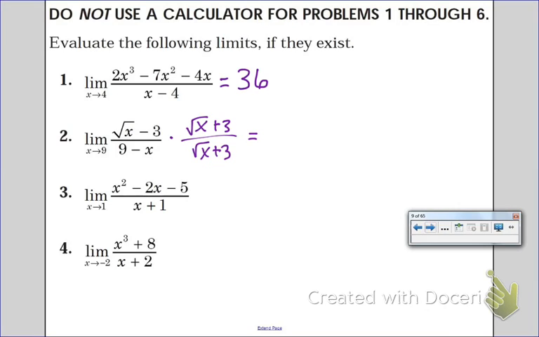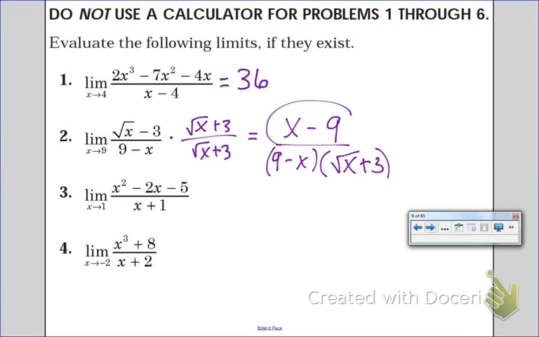All right, so when I multiply on the top, the square root of x times the square root of x is x, minus 3 times 3, which is 9. So that's x minus 9. Divided by 9 minus x times the square root of x plus 3. Do you guys remember what happens when you have x minus 9 and 9 minus x? Good, they cancel to a negative 1. So that would equal negative 1 over the square root of x plus 3.